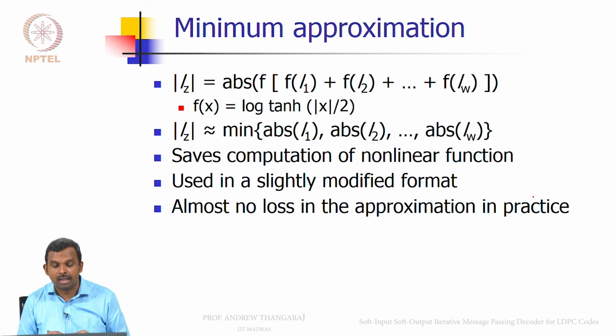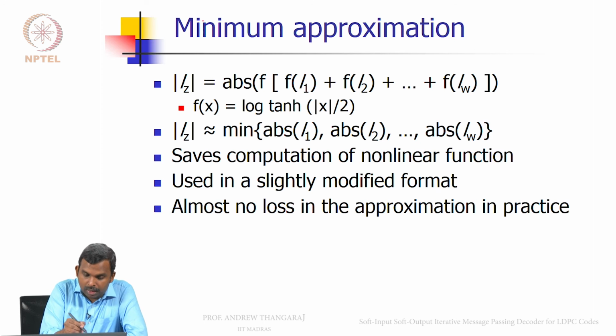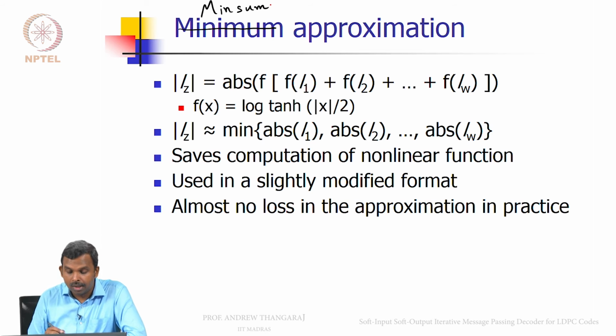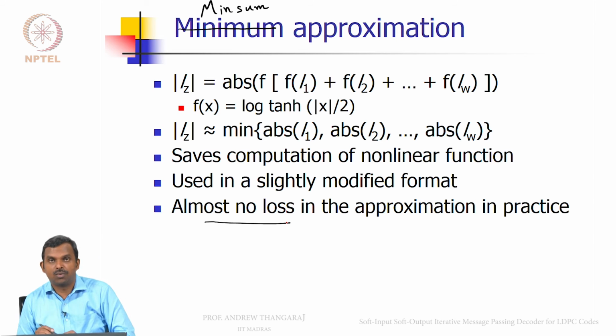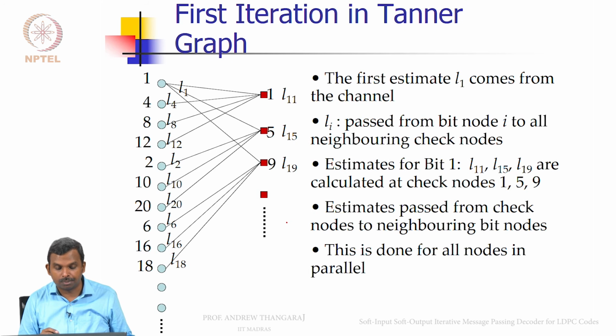So, most people do this min sum approximation, which is the best thing to do here. We saw this before. The absolute value is dominated by the minimum of these values. So, it saves the computation of a nonlinear function. There is really almost no loss in practice. Usually one can do a little offset as well. This is also something we have seen before, and we will use it in the decoder.